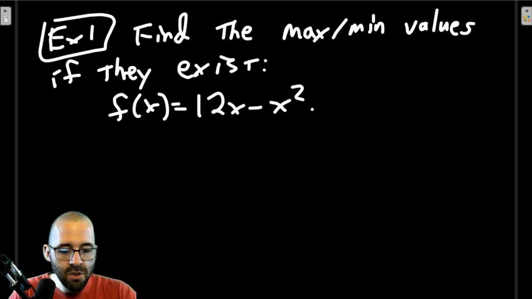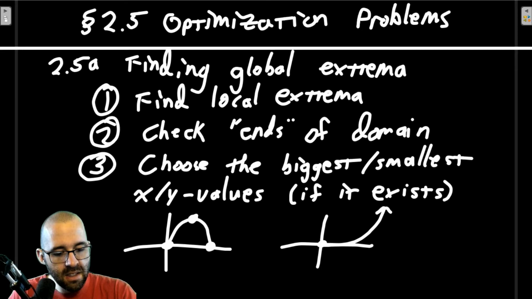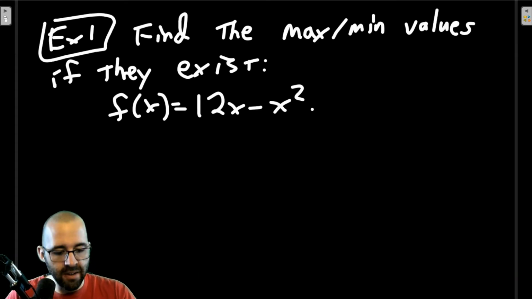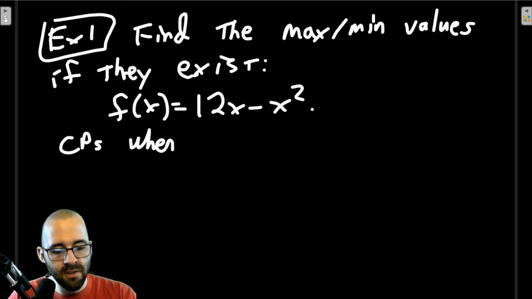So remember, step by step. First step was finding the local extrema. So we need the critical points, right? Critical points are when the first derivative is equal to 0 or is undefined.